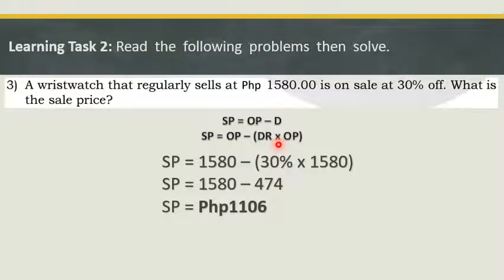So, ang gagawin muna natin yung nasa parenthesis. So, 30% times 1,580 pesos. So, ang 30%, pag kinonvert sa decimal ay 0.30. So, 0.30 times 1,580 is 474. So, yun yung discount. Then, we will subtract yung original price at yung discount. Makukuha natin is 1,106 pesos. So, ito na yung babayaran niya sa wristwatch.